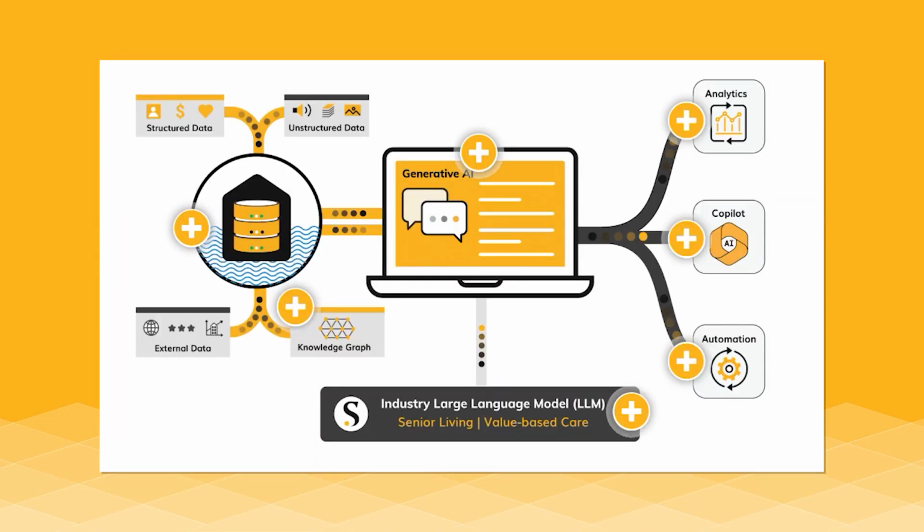Skypoint's AI platform unifies your data estate to unlock the power of generative AI for immediate, accurate, and industry-specific answers across your organization. Skypoint lets you chat with your data in context.